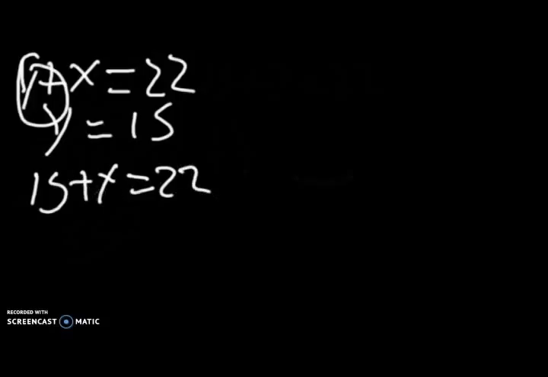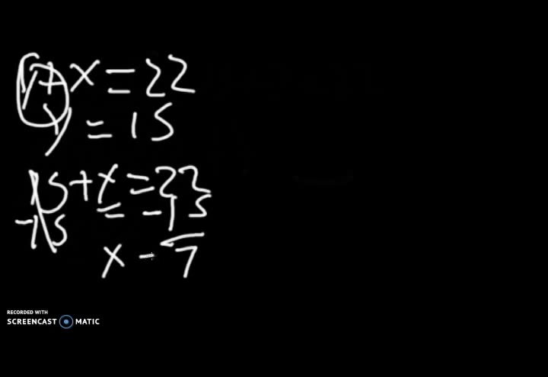Now, how would we get x? We don't know what x is. We want to put it by itself. The way we do this is by canceling out 15 and subtracting that from 22. The reason why is because if you do an operation to one side of an equation, you have to do it to the other side. So if you were going to subtract 15 from 15 to cancel it out, you would need to subtract 15 from 22 as well. And that will give you 7. And what is left? x. So x equals 7.